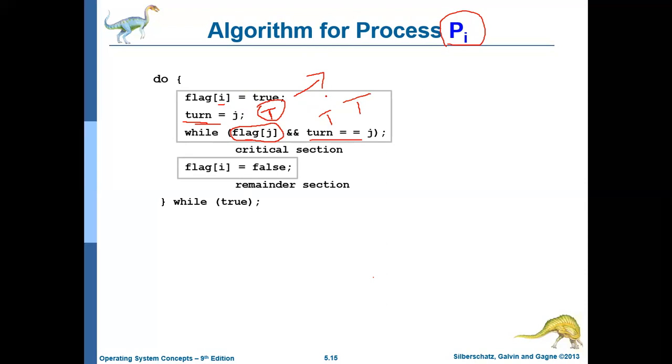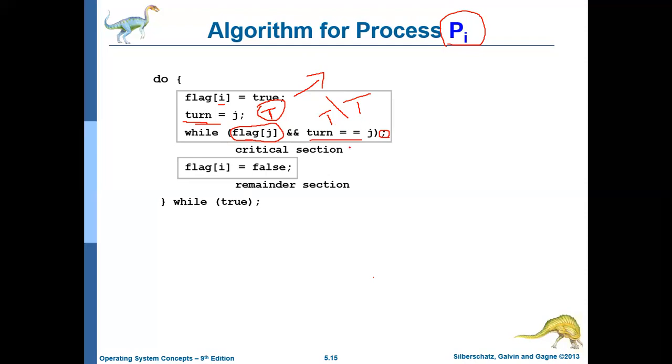If it is returned true, then you can see there is a semicolon here, which means there is no statement inside the while loop, but it keeps on checking this condition as long as this condition returns true. So if the jth process also wants to enter the critical section, then this will be true. This is already true. So both true and true will result in true. Then the ith process will keep on waiting, and it will keep on checking these two things.